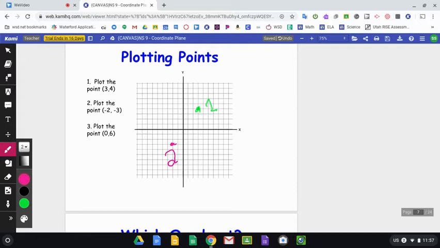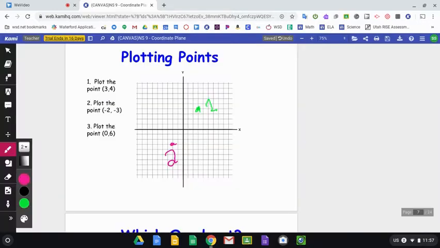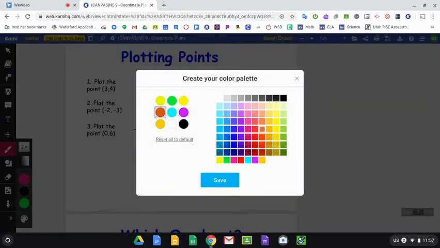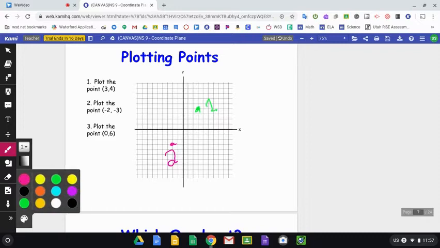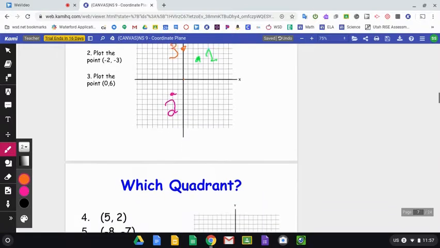And then the last one says over 0, up 6, right? So over 0, up 6. I don't have to go anywhere. I start at the origin, go over 0, stay there, and then up 6 would be about right here, and that is point 3. Check your work, see how you did. Give yourself a pat on the back if you did great. It's kind of fun.